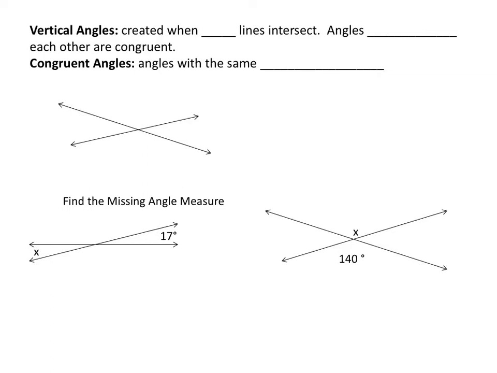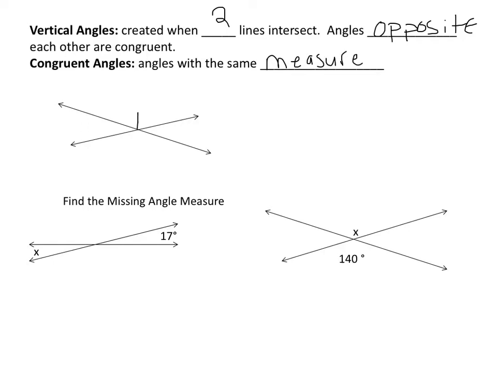The first vocab word that we're going to learn and talk about today is vertical angles. Vertical angles are created when any two lines intersect, and the angles that are opposite each other are congruent. Now what does that mean? Well, congruent angles are just angles with the same measure.